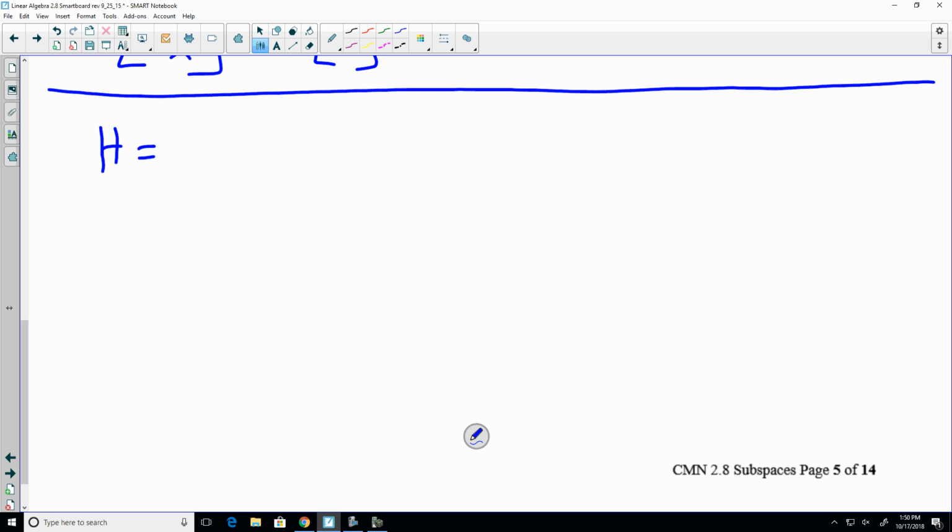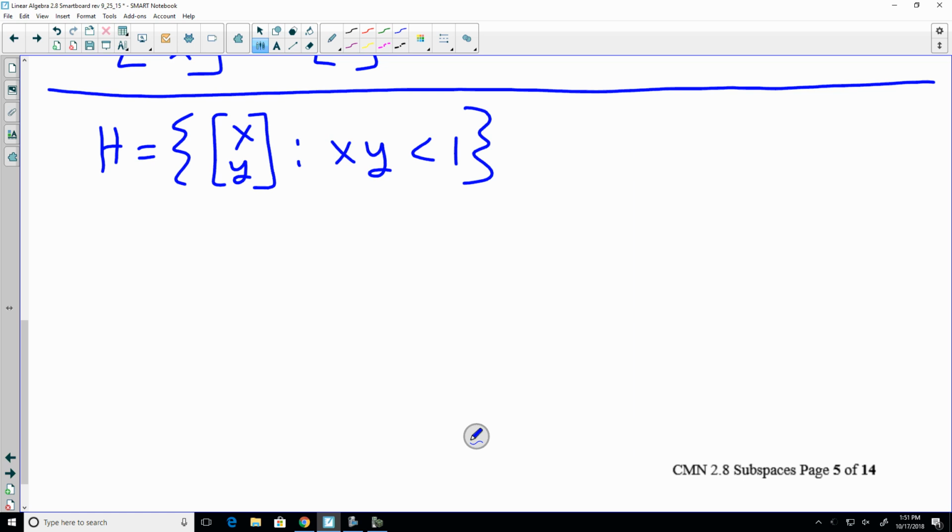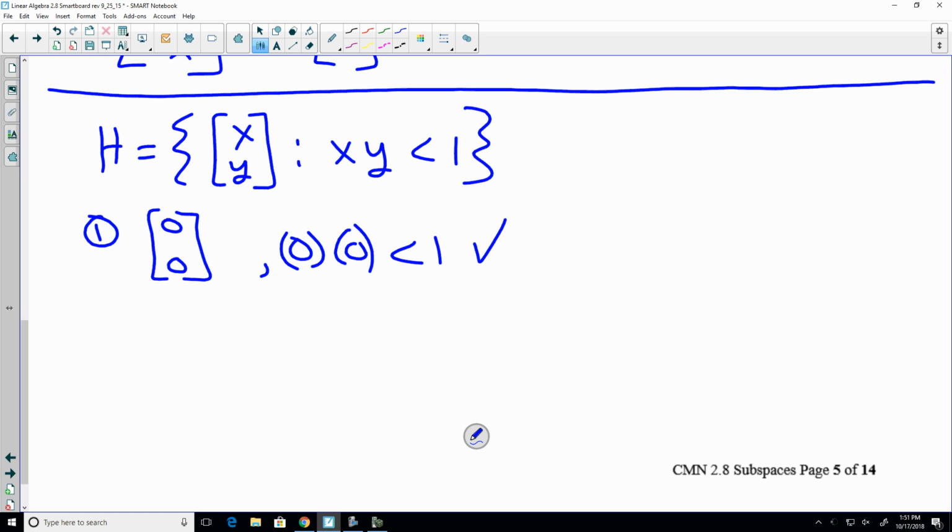So let's say H is all vectors, say x, y, such that x times y is less than 1. So the 0 vector, is that in H? Well, 0 times 0 is less than 1, so that one checks. Let's skip to the third one.